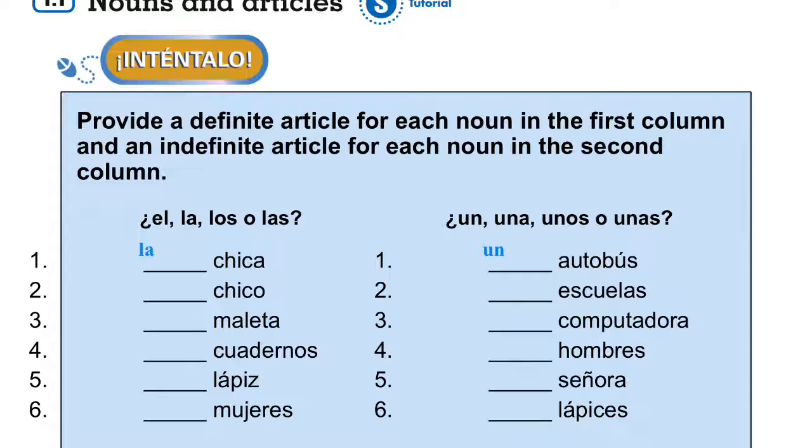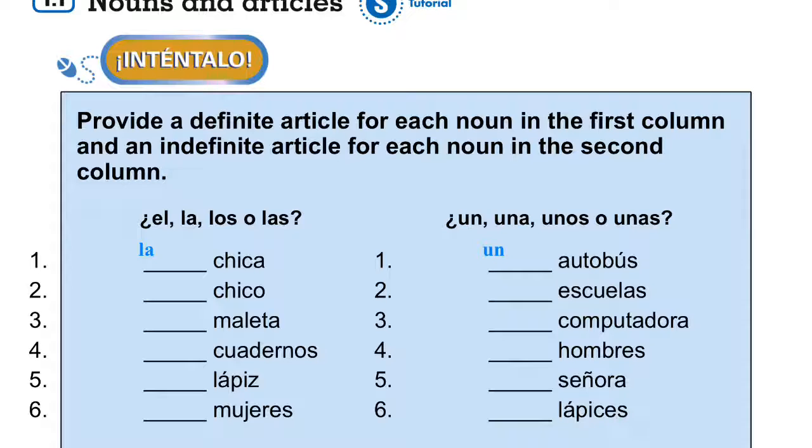Next one, we have maleta. Maleta. What is maleta? Muy bien, it means suitcase. Okay, is this feminine or masculine? Feminine, good job. And it is singular or plural? Does it end in S? No, right? So that means it's singular. So it's going to be el or la. Which one is feminine? La maleta.